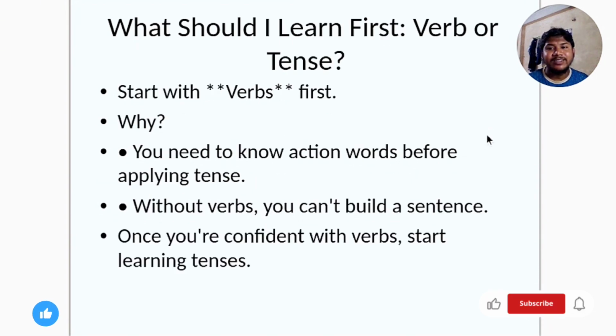And then the last question is, what should I learn first, verbs or tenses? My answer is start with the verb first. Why? You need to know action words before applying tenses. Without verbs, you can't build a sentence. Once you are confident with verbs, start learning tenses. So the answer is you must know what a verb is and the forms of verbs to learn tenses.